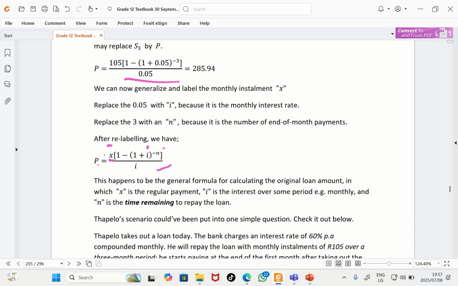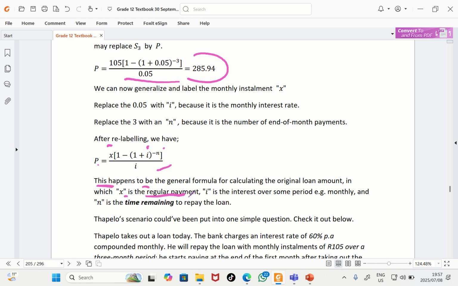So pay attention. This happens to be the general formula for calculating an original loan amount, in which X is the regular payment. So forget about account 1, 2, and 3. Think of it as just one bank. Then he takes out a loan of 285 at the beginning, and he promises to pay 105 at the end of every month. So think of it that way.